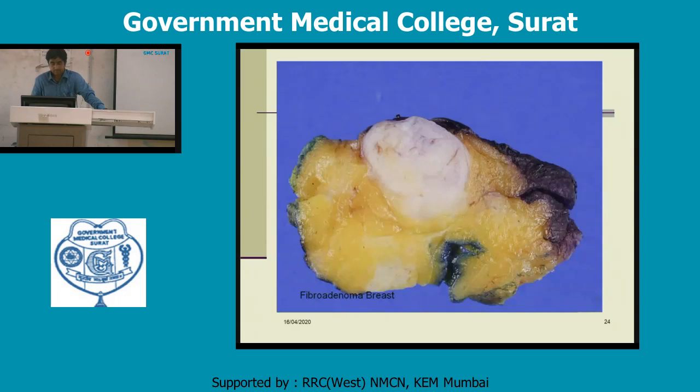So this is a gross picture of fibroadenoma breast, which is the most common benign lesion of breast. Here we can see two colors. The yellowish color is normal breast tissue. Here the grayish white, well-defined homogeneous mass is a cut section of fibroadenoma. Even by grossly seeing it, we can easily differentiate it from the surrounding normal fatty tissue of breast. And it is well encapsulated by the capsule.